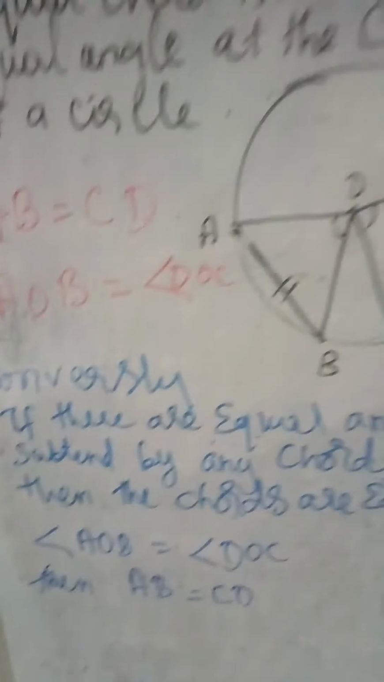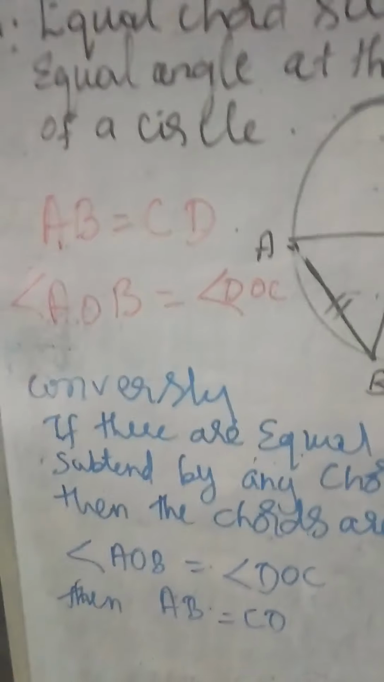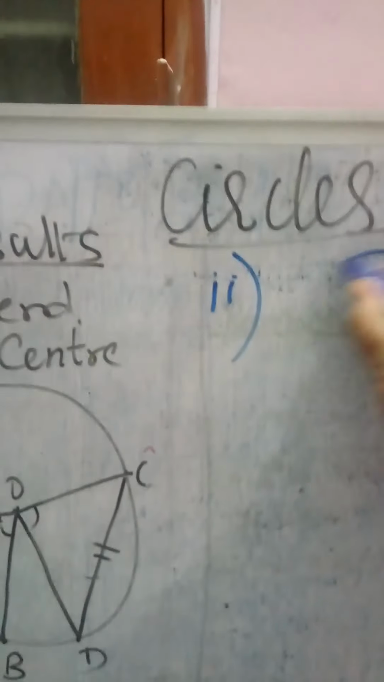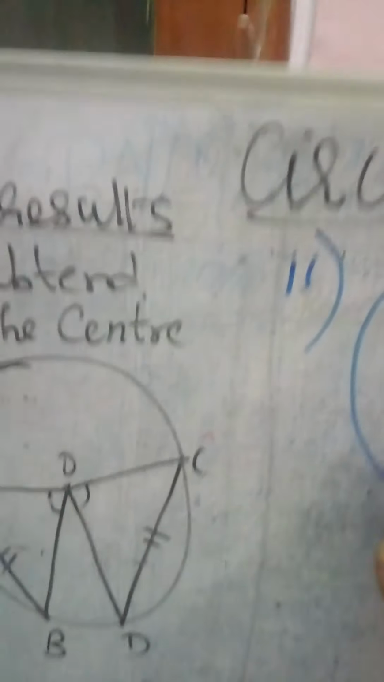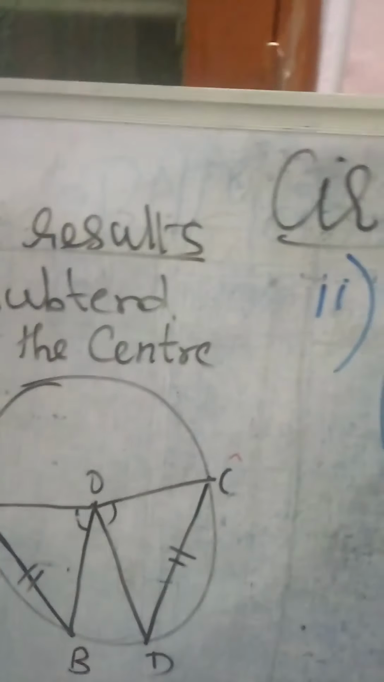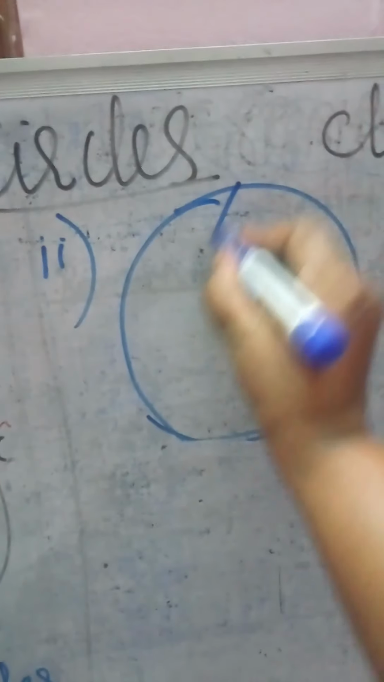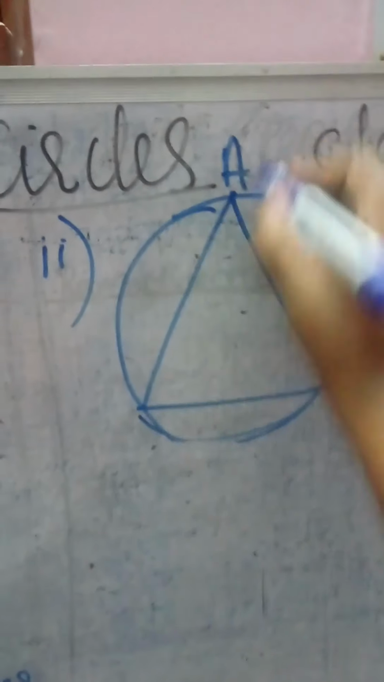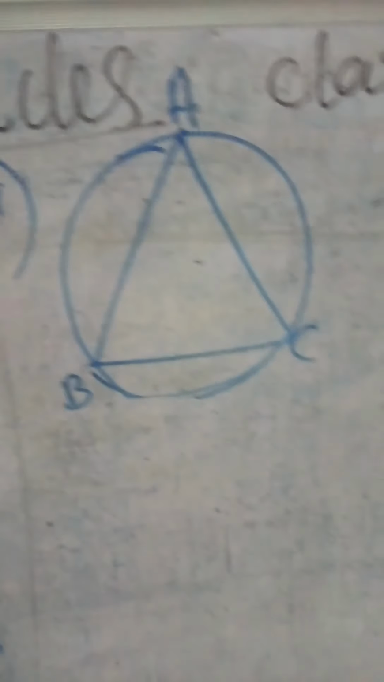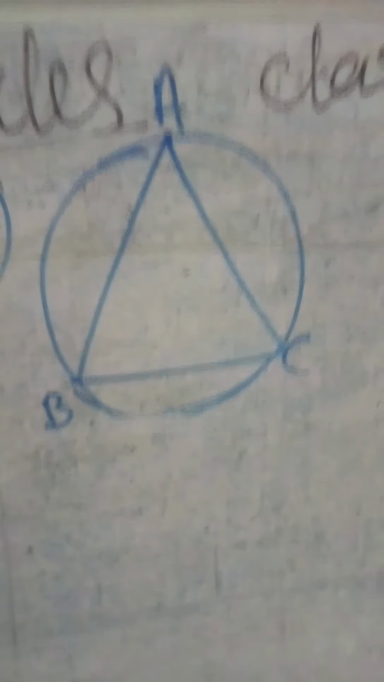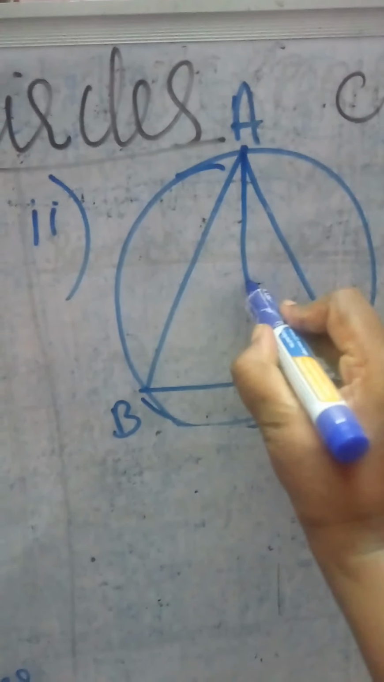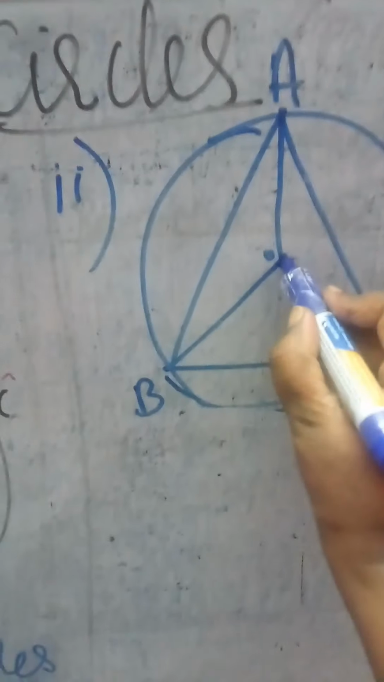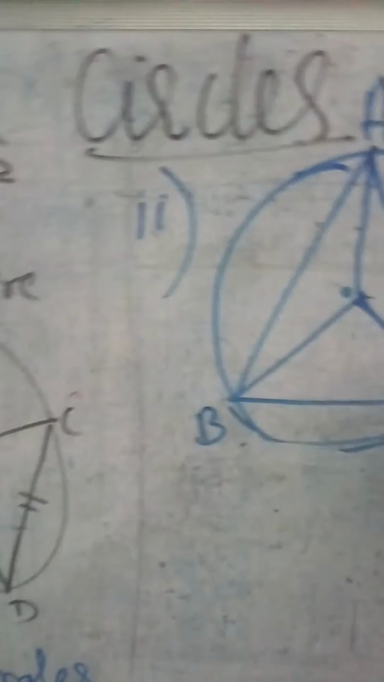Now next thing is we will see in a circle, an equilateral triangle. Take for example, here is a circle and this is an equilateral triangle ABC. You know, in an equilateral triangle all the three sides are equal. Now the bisectors meet at the center of the circle. Now this is the center.